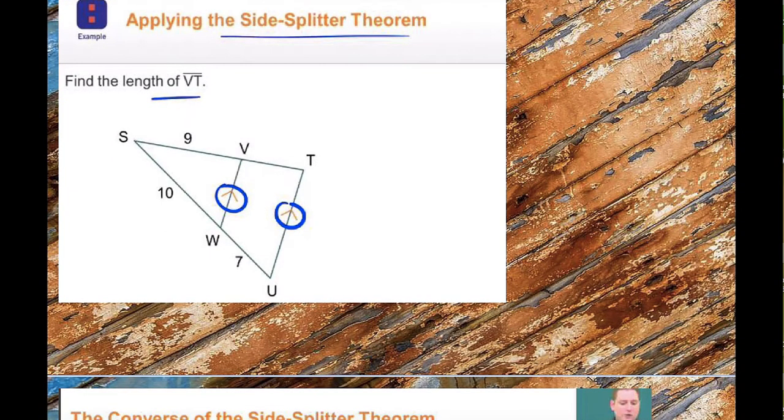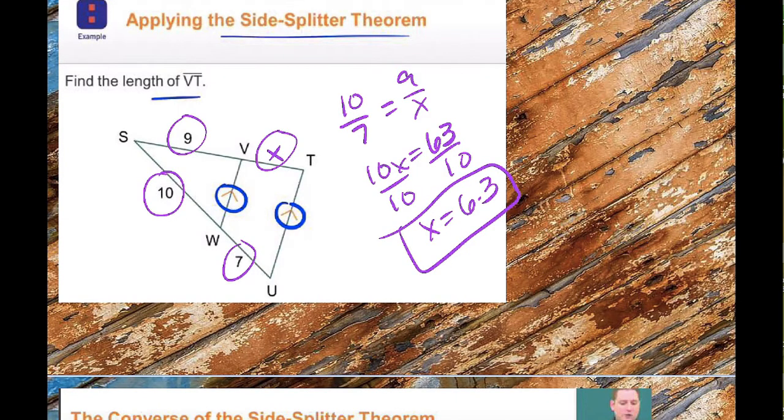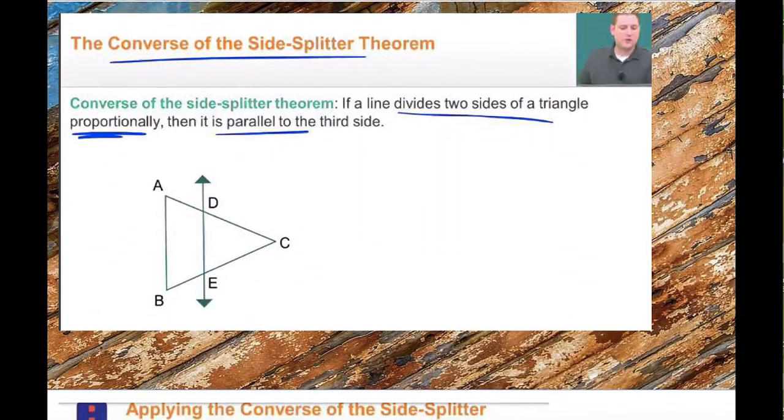Here's a problem where we are going to solve for a measurement. I'm going to call it X. We're looking for VT, so I'm going to label that as X. So we are noticing that we have parallel lines here, and we are able to use the side splitter theorem, which states we could say 10 over 7 equals 9 over X. So we would get 10X equals 9 times 7, 63, divide by 10, X would be 6.3. So pretty easy. That one didn't have any algebra in it, so nice and easy to do.